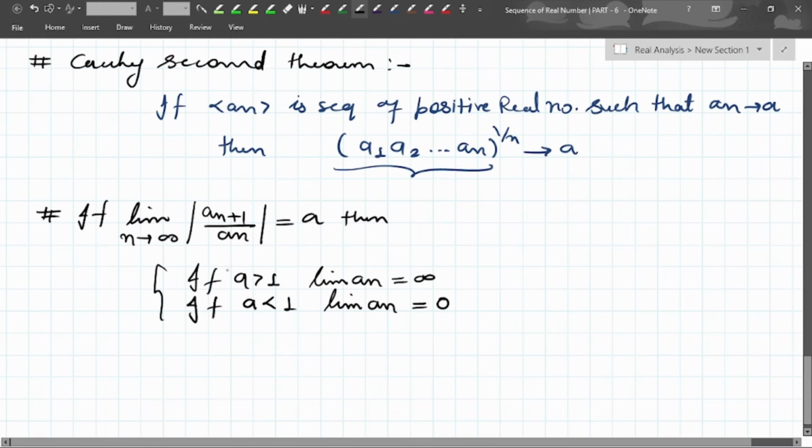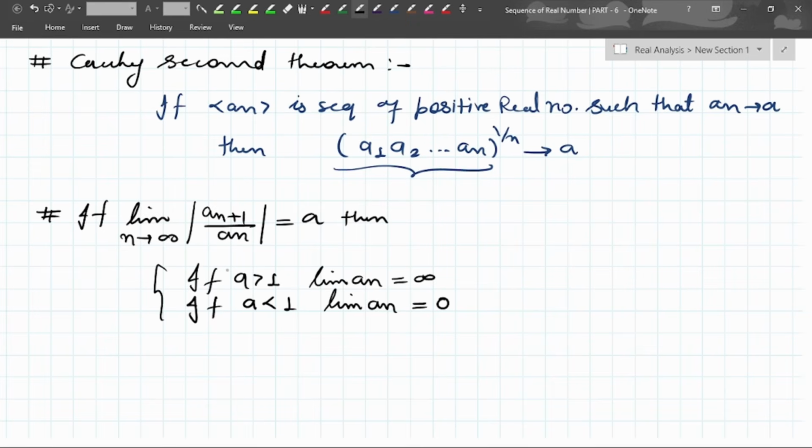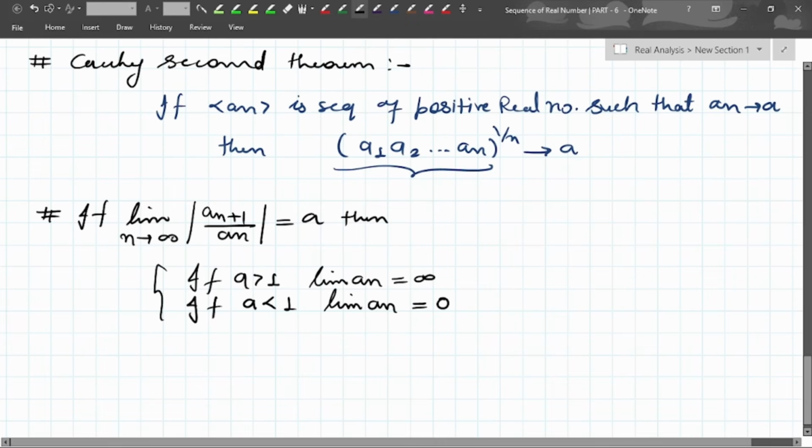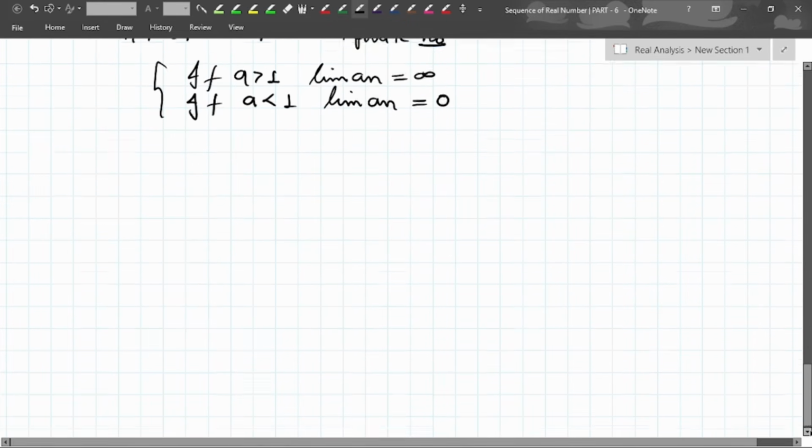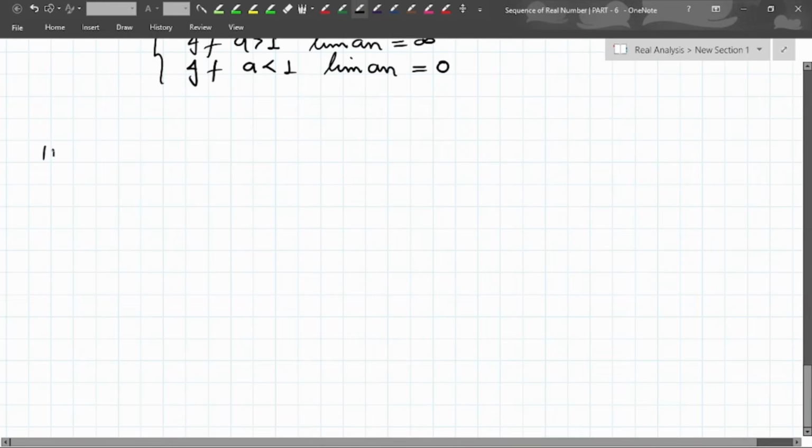If you really want to calculate the limit of a sequence, then just find the value of a(n+1), the next term, divided by the previous term, and take the modulus value and let n tend to infinity. If you get a finite number, and it is greater than 1, then the limit of that sequence is going to be infinity, or otherwise the limit of the sequence is going to be 0 if it is less than 1. These are the Cauchy theorems. Next we will discuss Cesaro's theorem.